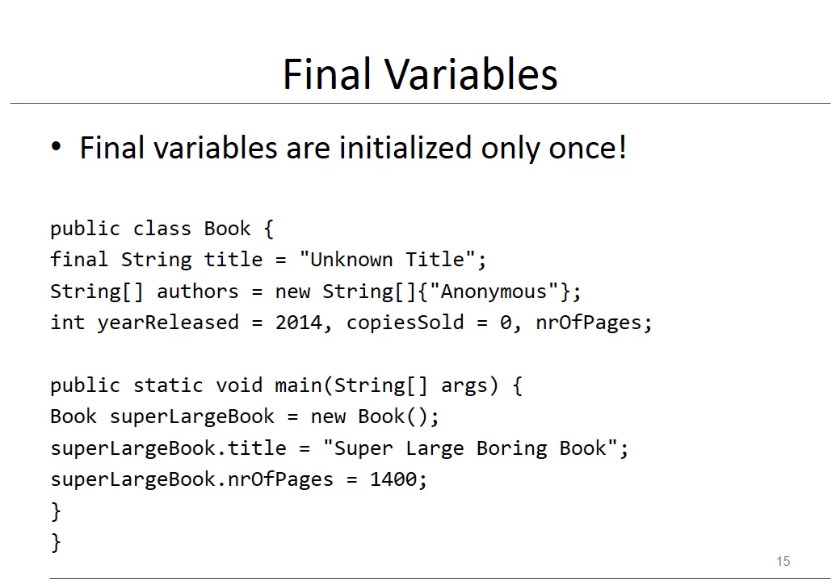Final variables are variables which are initialized only once. They can be initialized either when they are defined or later in one of the class methods. Once a value has been assigned to a final variable, it cannot be modified any longer. You can see this illustrated here. The title variable is now defined as a final variable initialized to unknown title.